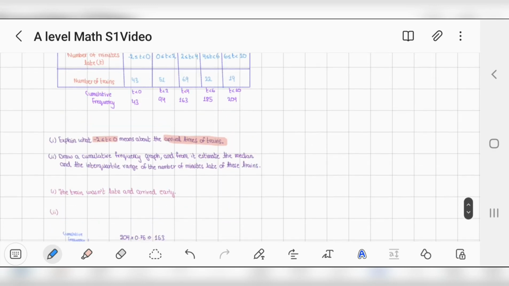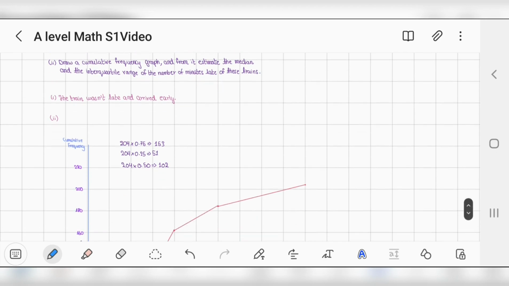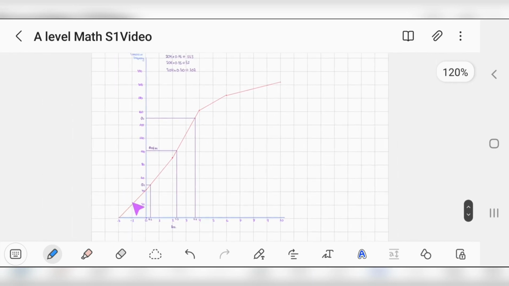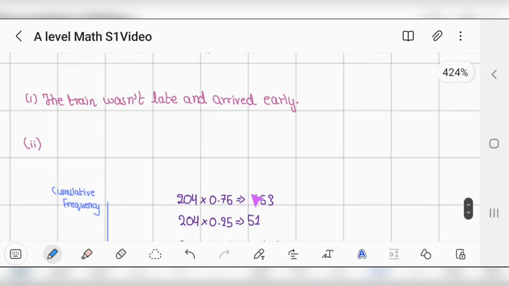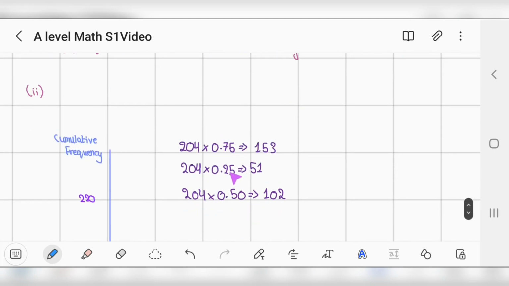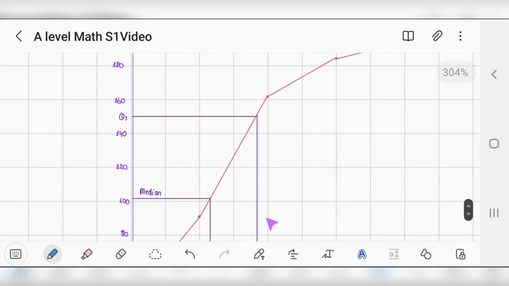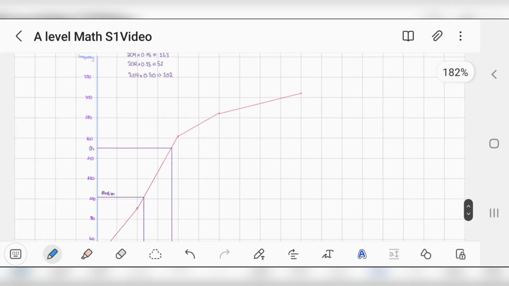Draw a cumulative frequency graph, and from it estimate the median and the interquartile range of the number of minutes late of these trains. So I have drawn this graph, and after drawing it, I just multiply the total by 0.75 for Q3, and likewise for Q1 and Q2. I got 153, 51, 102. Then you just make an estimation and see what the value is. So this is 3.7, 2.3, 0.3, and this is how you do it.